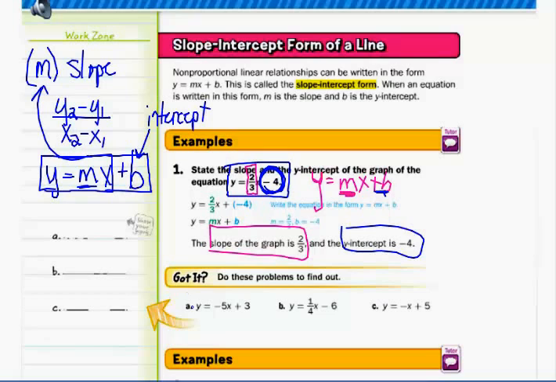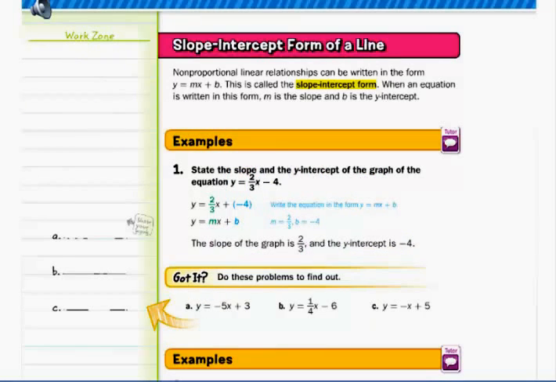I want you to try these a, b, and c, and tell me what the slope is and what the y-intercept is. You can say m equals, or b equals, or you can write out the words. Slope, make sure you're putting an e on it. Slope equals blank, or y-intercept equals blank. Either one of those would work. So pause it and try that, please.